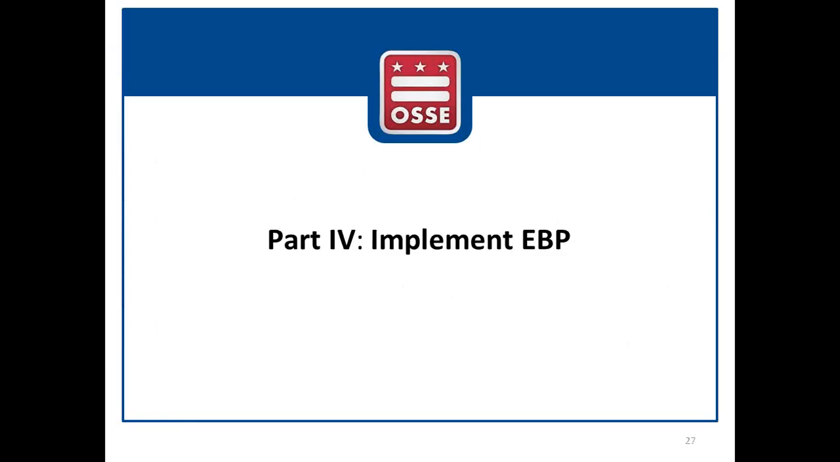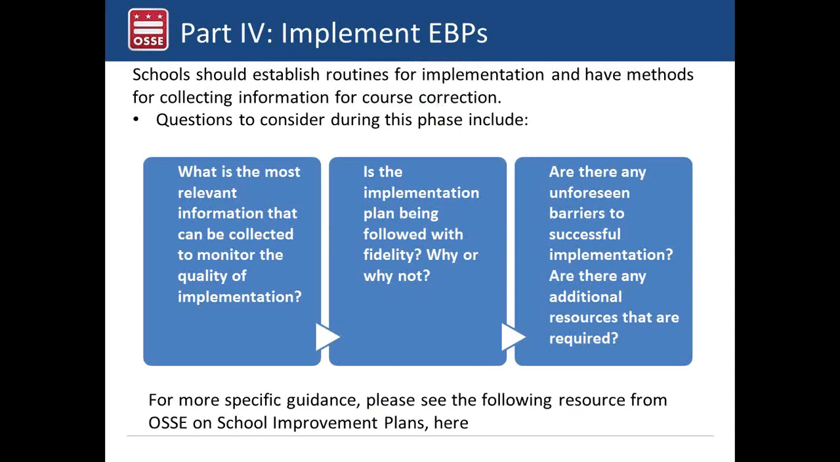Part 4 of the 5-part plan focuses on implementing the selected EBP. When schools are ready to begin implementing the selected EBP, they should establish routines and have methods for collecting information to determine when course correction is needed. The team should consider the following questions.